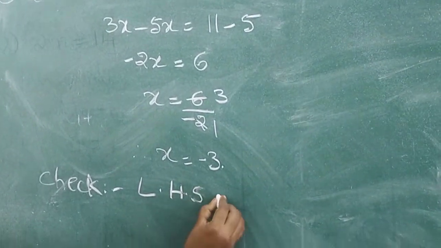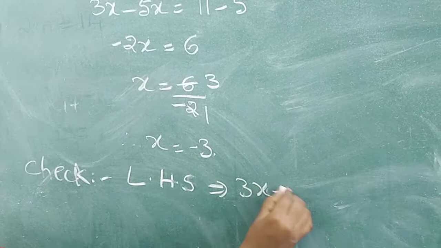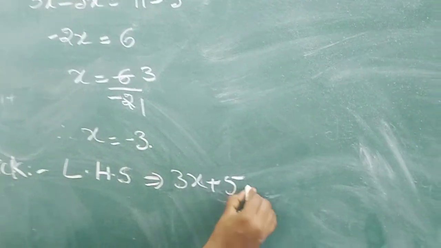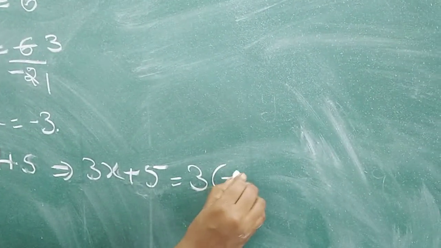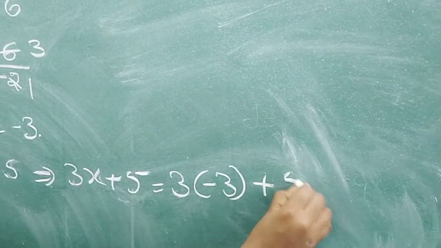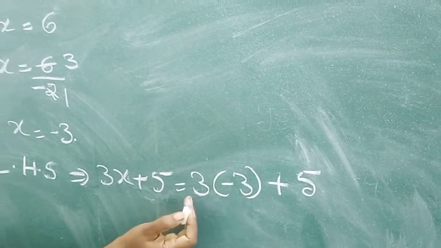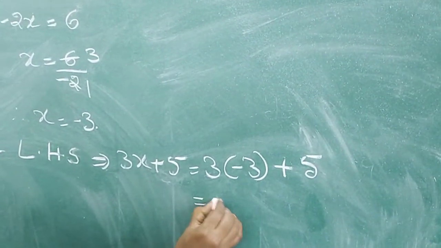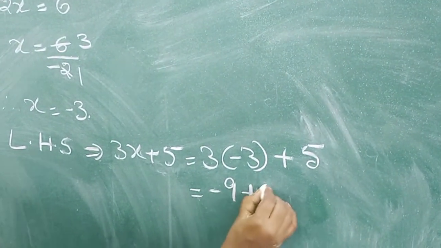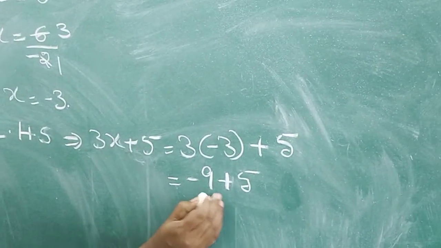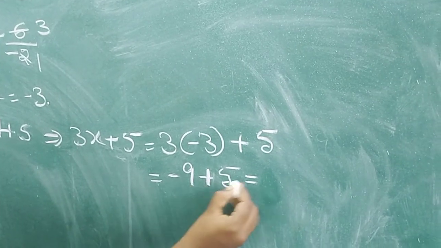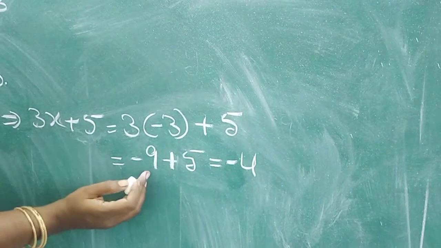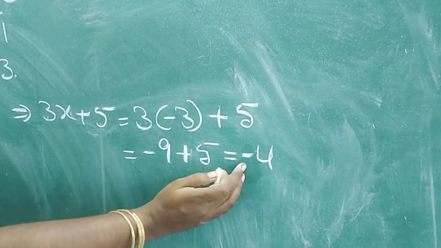LHS, 3x plus 5. x is equal to minus 3. Therefore 3 into minus 3 plus 5. 3 threes are 9. Plus into minus, minus 9 plus 5. Minus 9 plus 5, that is minus 4. So, minus 4.